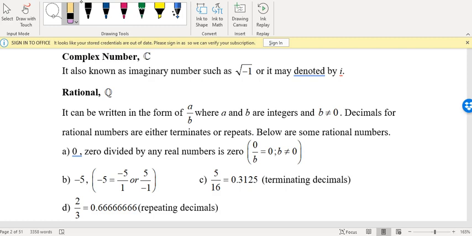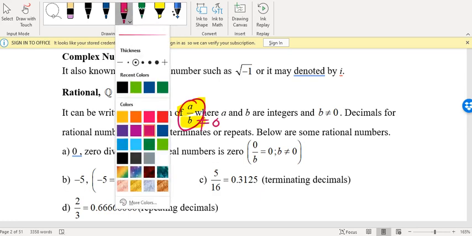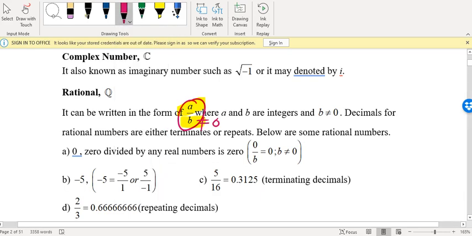So what is rational? Rational means in the form of a over b, in other words a fraction, whereby a is your numerator and b is your denominator. And do remember, b must not be equal to 0. So this one should be okay for you. Let's proceed.